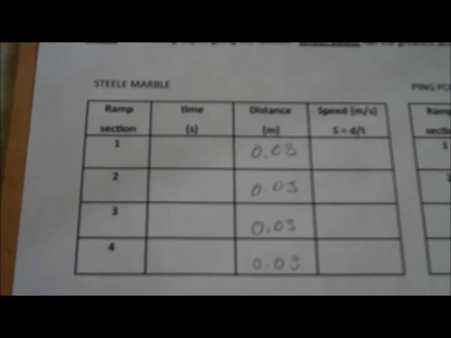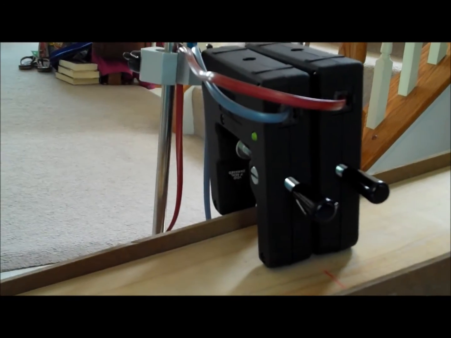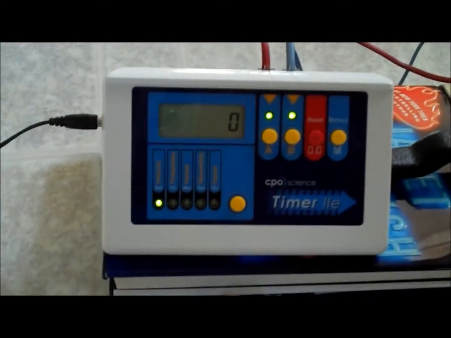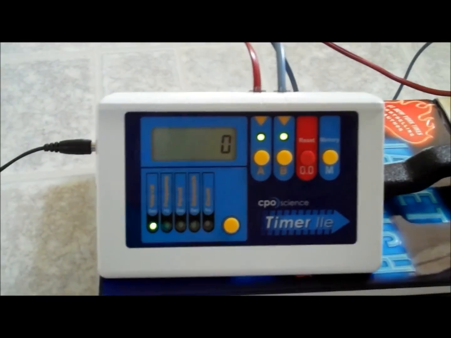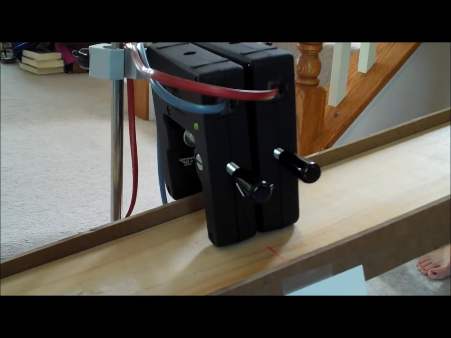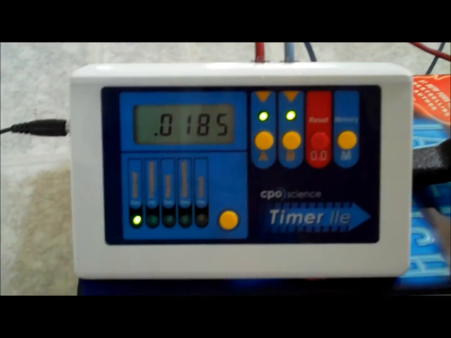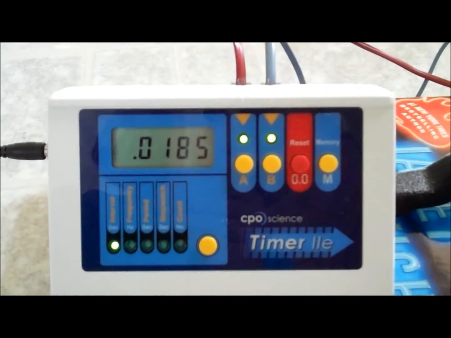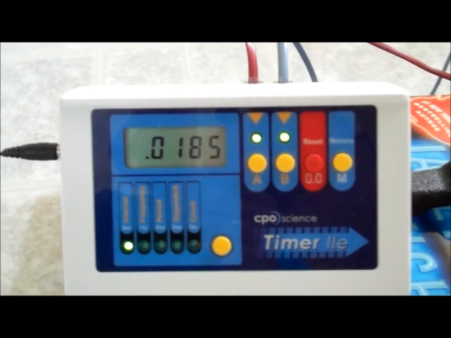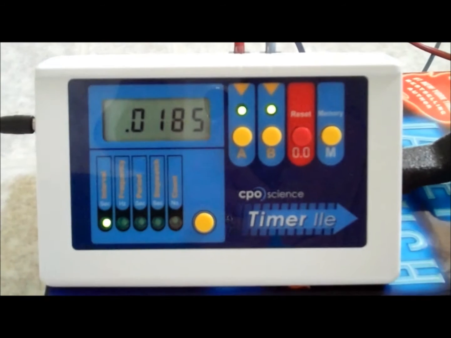So in order to find the speed, we have the distance, and as you can see, we need the time. So we're going to find the time for ramp section 1. These are called photo gates. When the marble rolls through the 2 laser beams, a time is going to appear on the readout meter. So let's go ahead and roll the marble through the first photo gate. And the amount of time it took to cross those 2 laser beams in the photo gates was 0.0185. So that's what you record as the time of the first ramp section for the steel marble.